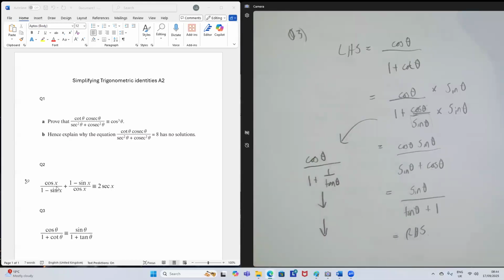Perfect. Well, that's an example of simplifying trig identities with reciprocal trig functions in.